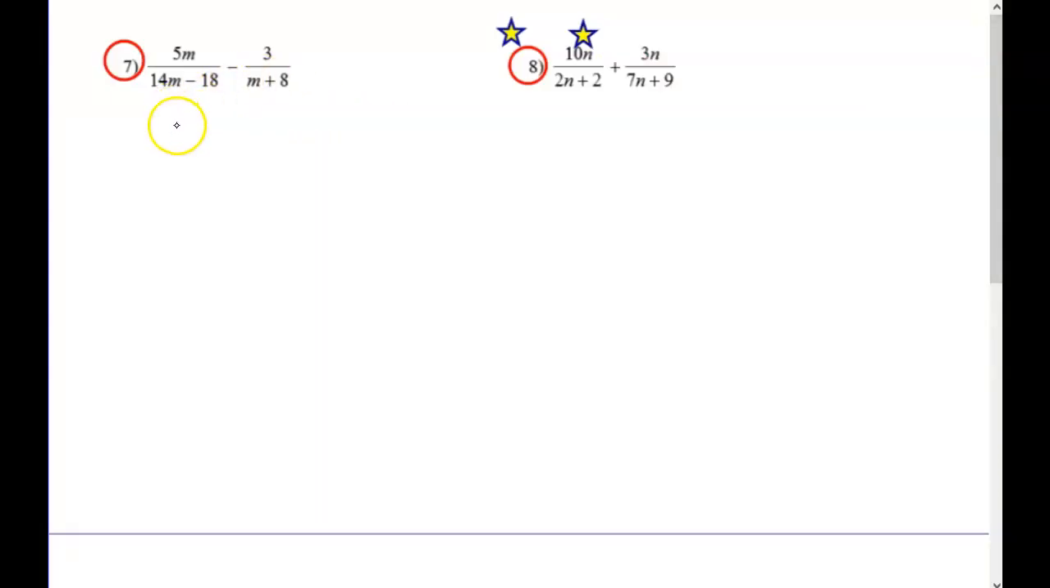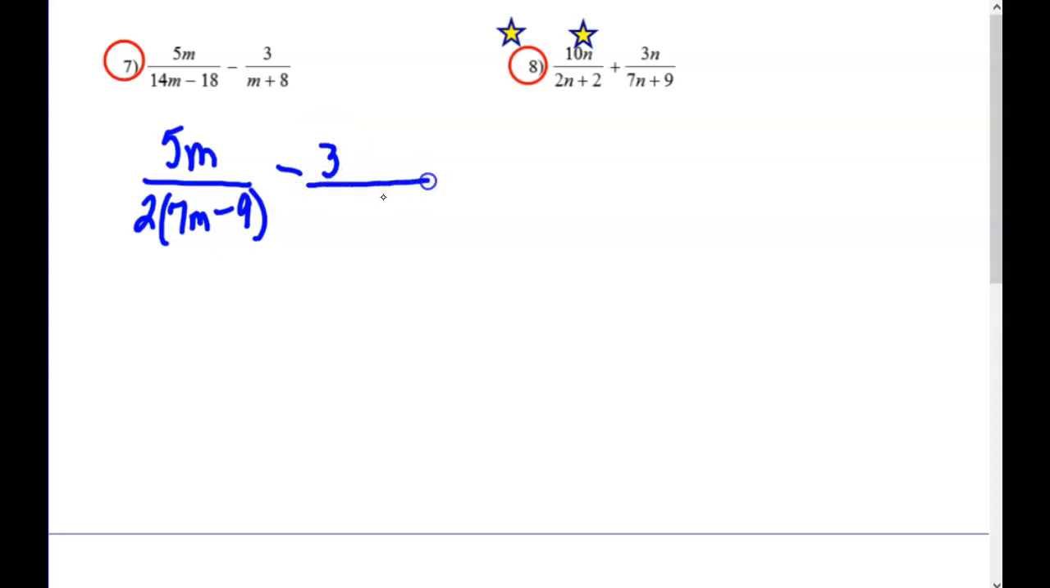So we have a 5m over, I'm not sure it'll help us, but we could take a 2 out down there. And then we'd have a 7m minus 9. Yeah, that didn't really help anything. All right. And what I probably would have done if I were you is wanted to save a little room, save some work, just leave some extra room in there.